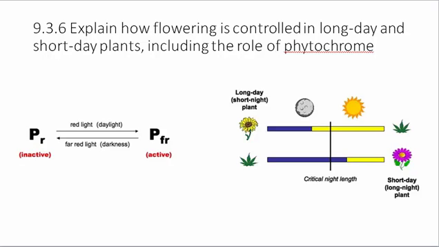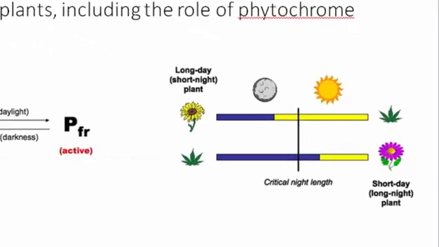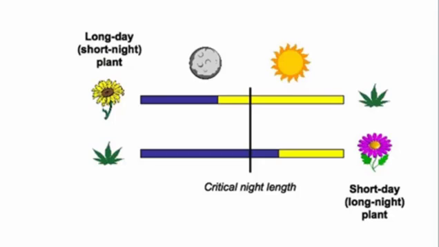The last assessment statement says, explain how flowering is controlled in long day and short day plants, including the role of phytochrome. So as you know, light plays a critical role in the life of a plant. There are some plants, as you can see here in the image on the right, that are long day plants. They thrive in conditions in which the day is longer than the night. In other cases, you have plants that flower best when the days are shorter than the nights. Even though they're called long day and short day plants, it's the length of the night that controls the flowering of the plants in long day and short day types.